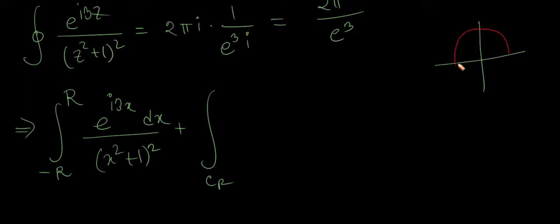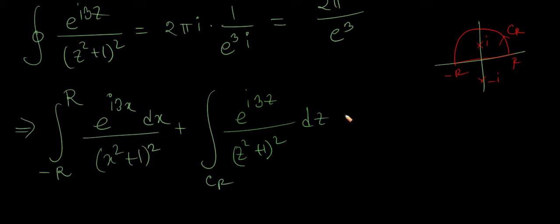So this was CR, this was minus R, this is I, this is minus I, and here we will have this e to the power I 3z. Obviously I'm not writing down the parameterization explicitly, so this will be just z square plus 1 whole square dz, and this is equal to what? 2 pi by e cube.